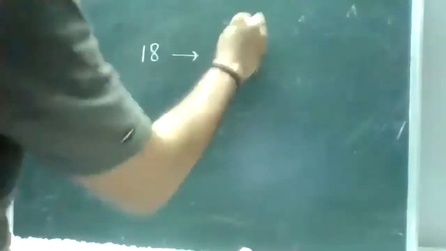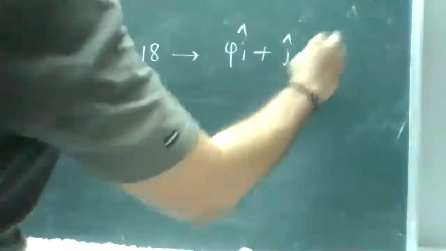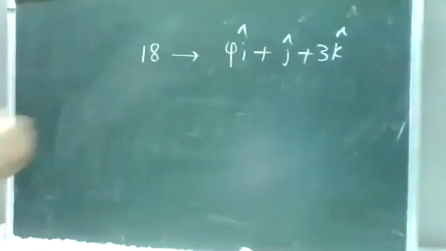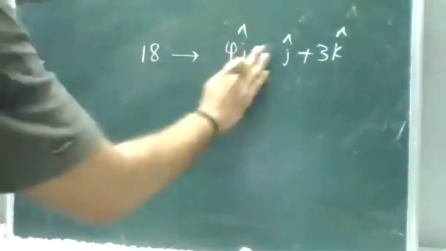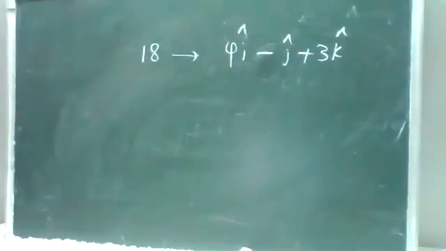Find a vector of magnitude 18, which is perpendicular to both the vectors 4i cap plus j cap plus 3k cap. Sorry, 4i cap minus j cap plus 3k cap.